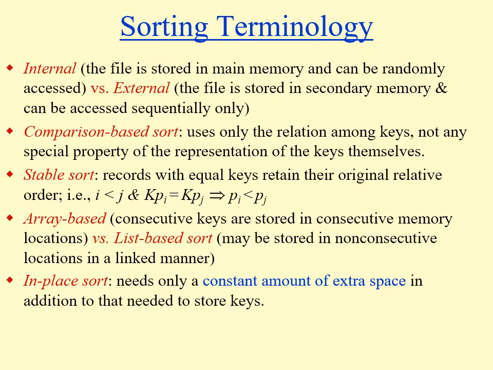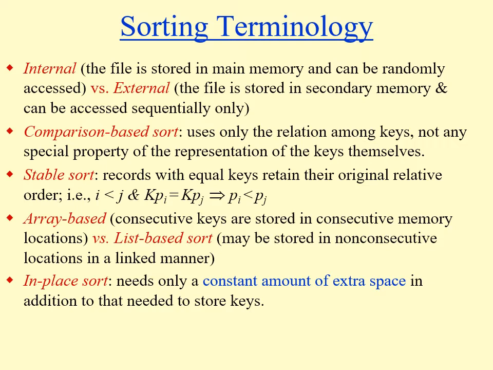So after sorting, we also need to have pi less than pj. So that means after sorting, the position pi is still less than pj. So return the original relative order ij. So that means the ith record still appears first.